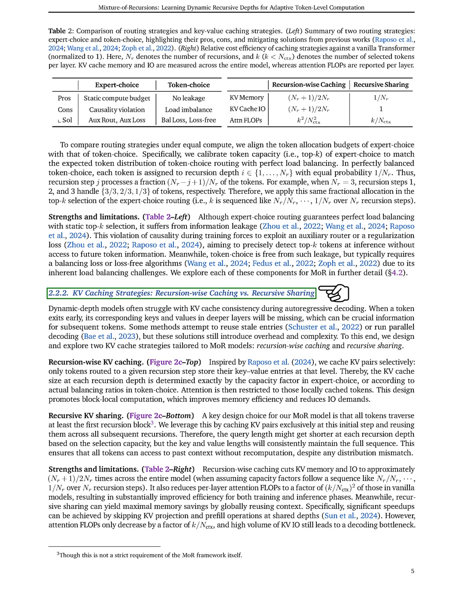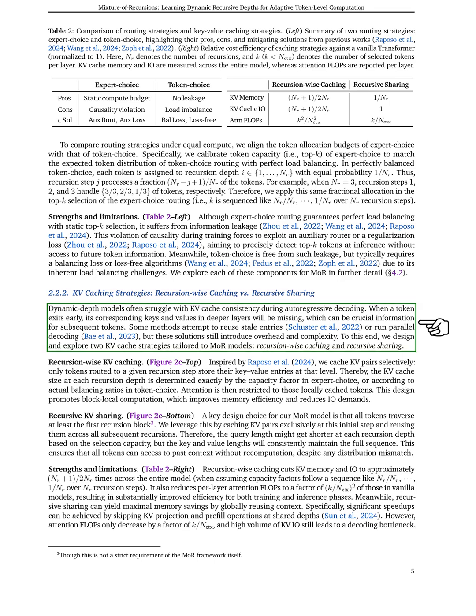Next, we address KV caching strategies, specifically recursion-wise caching and recursive sharing. Dynamic depth models often face challenges with KV cache consistency during autoregressive decoding. When a token exits early, its keys and values in deeper layers may be missing, which can be vital for subsequent tokens. Some methods try to reuse outdated entries or run parallel decoding, but these add complexity. Therefore, we designed two KV cache strategies for MoR: recursion-wise caching and recursive sharing.